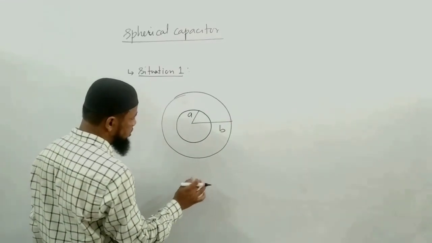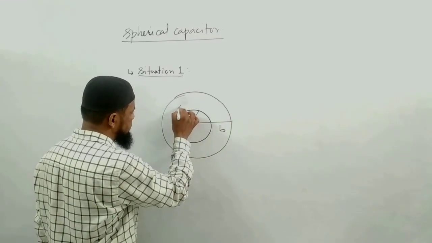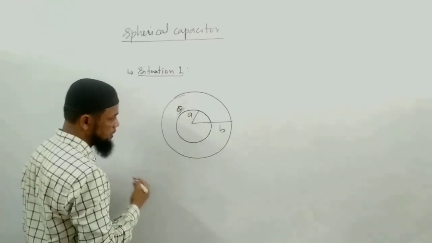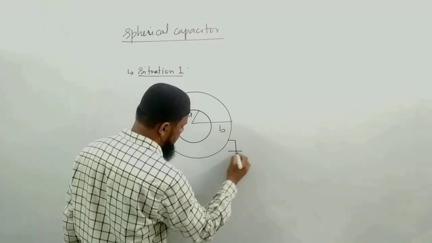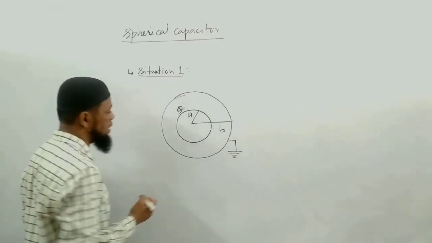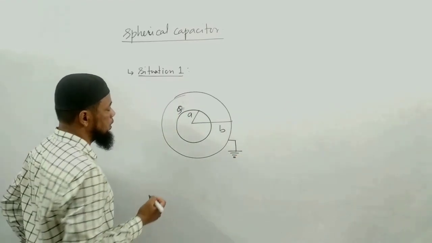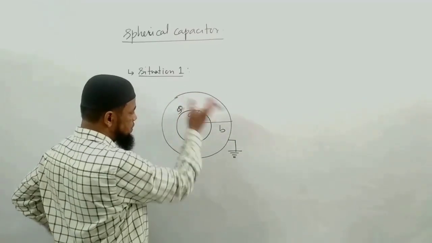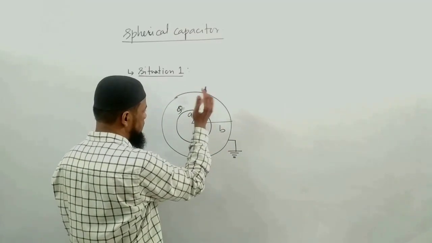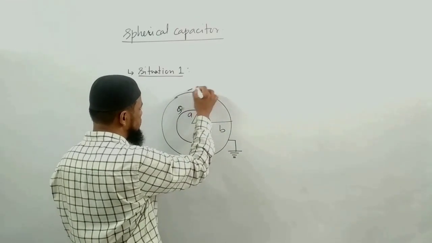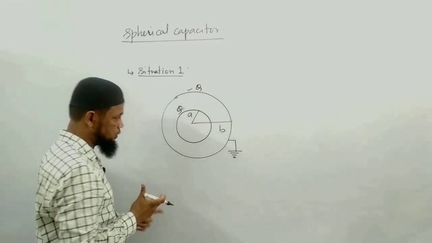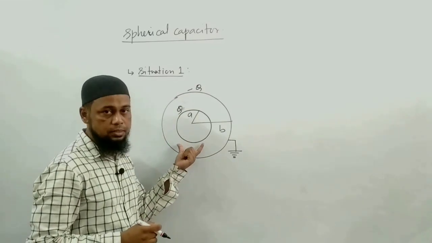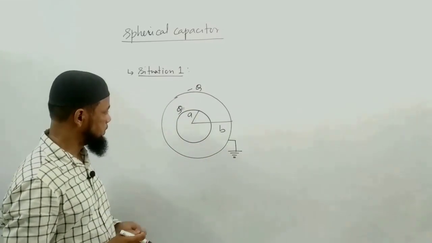A charge of Q is given to the inner sphere, and the outer sphere is grounded. Let us see what will happen in this situation. When the outer sphere is grounded, we understand that in the outer sphere a charge of minus Q will get developed. These points in Gauss's theorem and grounding we have already discussed.